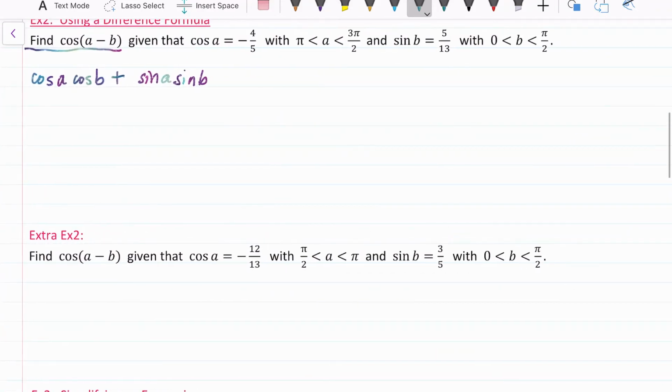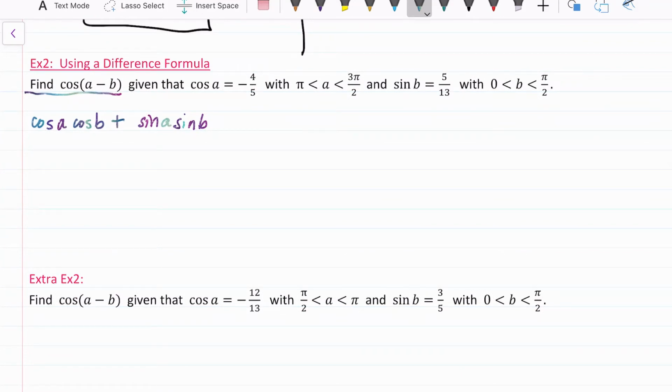So here's some information that we know. When you're doing these problems, you should draw yourself a picture for A and B. The first thing they tell you is that angle A is between pi and 3 pi over 2. The only reason you need this is to let you know that your angle is in quadrant 3. That's it. You don't need that for anything else.